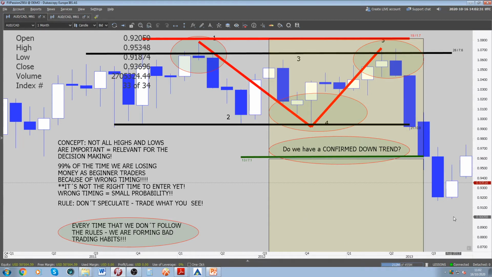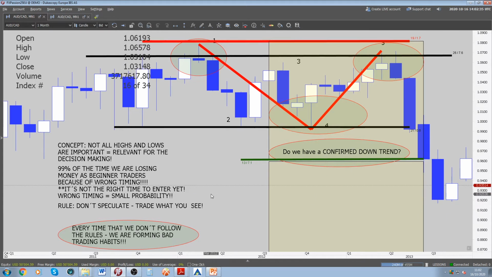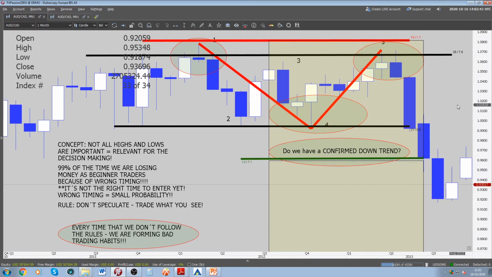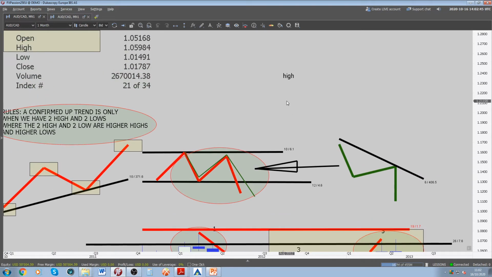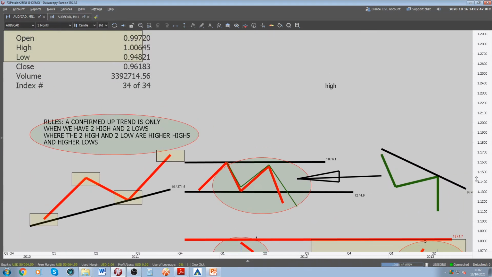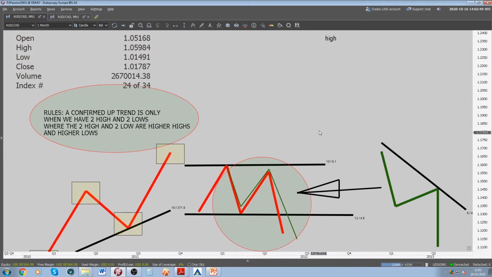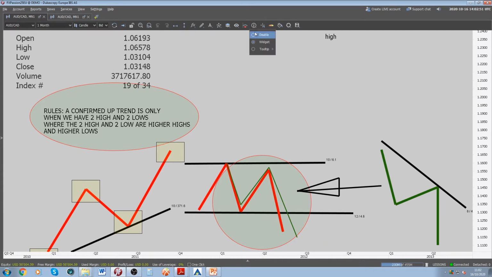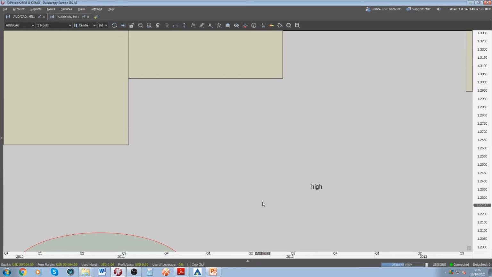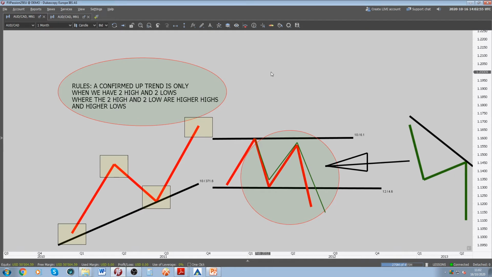So we said yesterday, we finished here and we said, well, what's the problem? We are losing, we just lost. And yesterday we learned what the rule is. We learned what highs are, we learned what lows are.